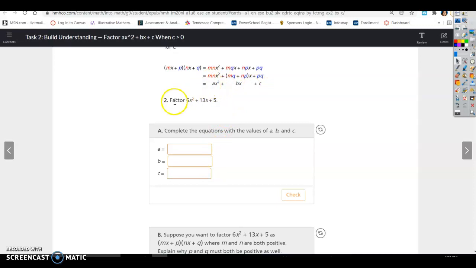So let's look at an example, because I think it's easier to look at examples sometimes than just the general formula. So it says if we try to factor 6x squared plus 13x plus 5, it says complete the equations with the values for A, B, and C. All right, A is always my quadratic term, so that means it's in front of my x squared. So A is 6. B is my linear term, so it's in front of my x, so it's 13. And C is my constant term, so it's going to be 5.